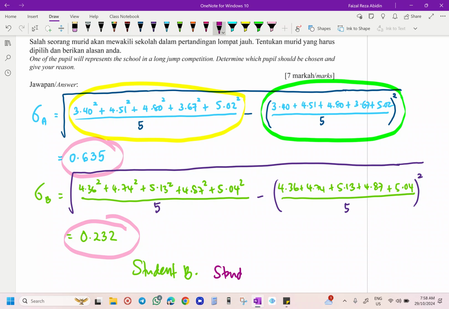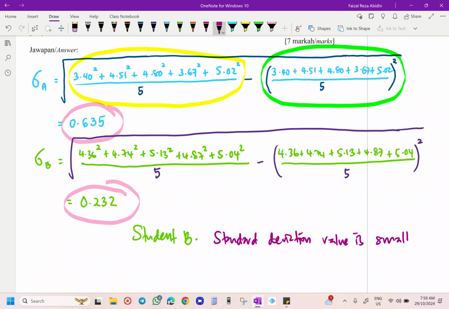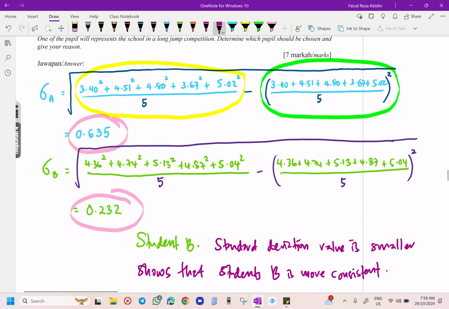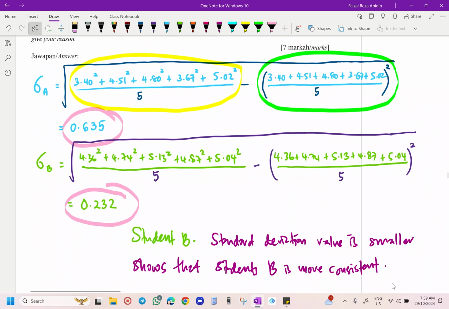The standard deviation value is what? Smaller. When smaller, it shows that student B is more consistent. Yes, more consistent. I already told you. When we have a smaller standard deviation, it is more consistent. That is going to be our answer.